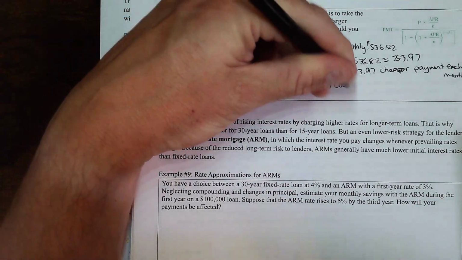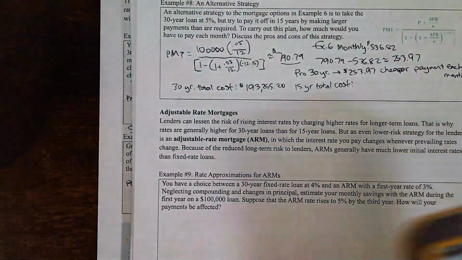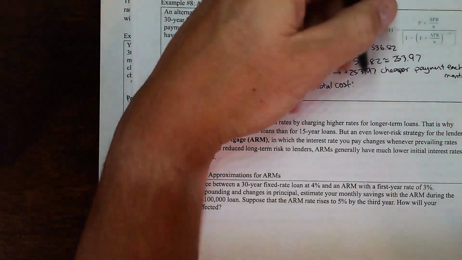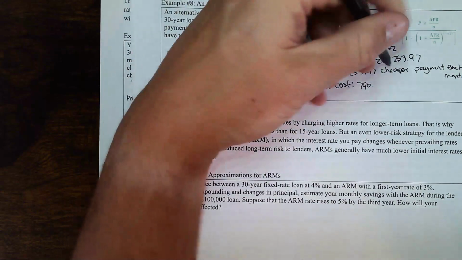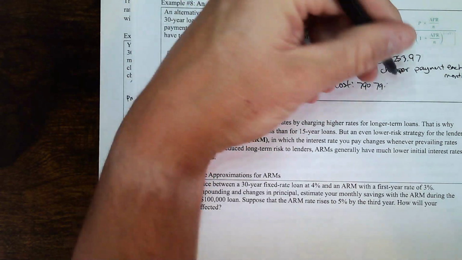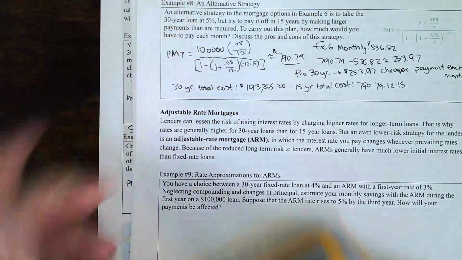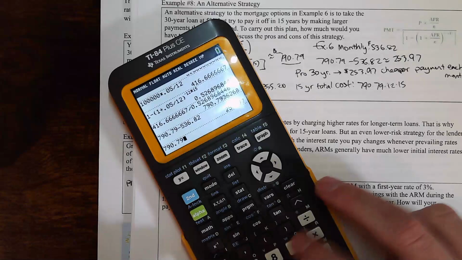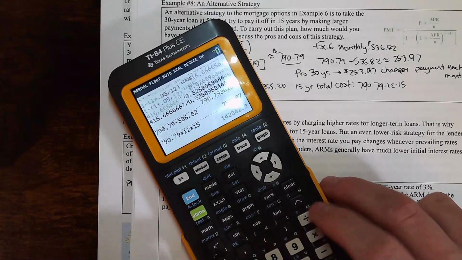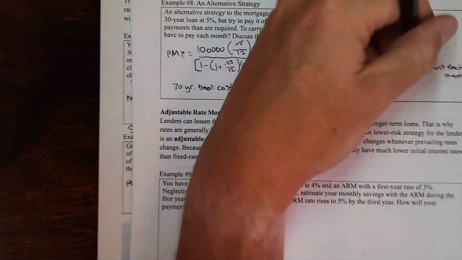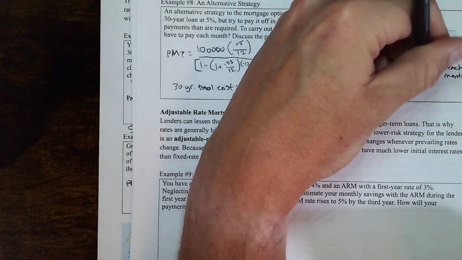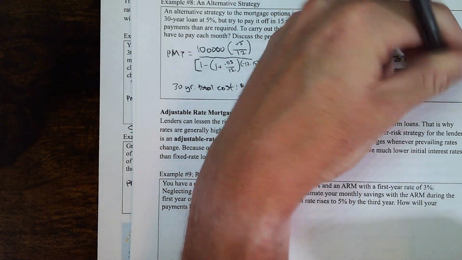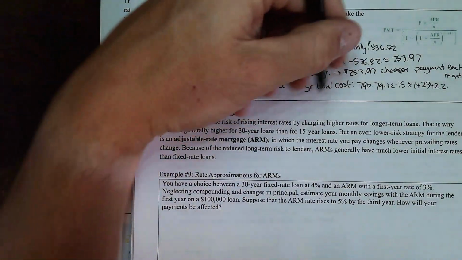And you're going to see, hopefully, that your purpose in doing the 15-year is cutting down on the interest that you're having to pay. So 790.79 times 12 times 15. So you're paying $142,342.20.